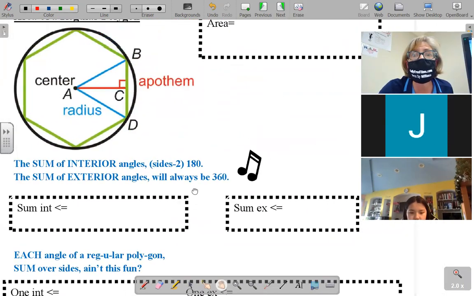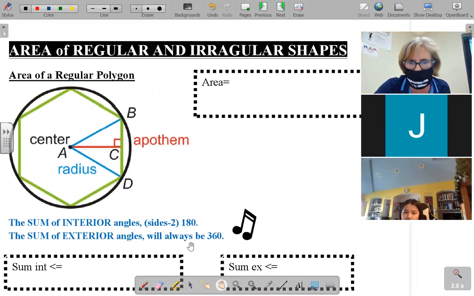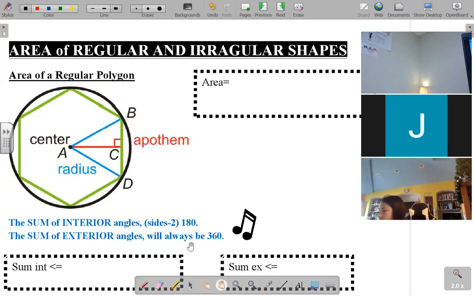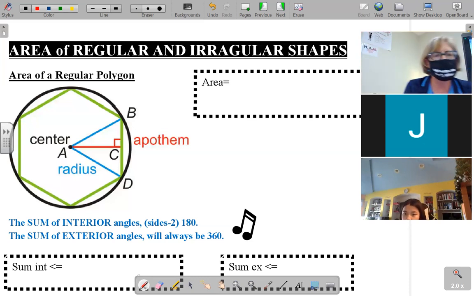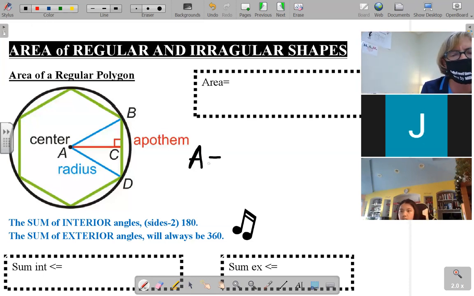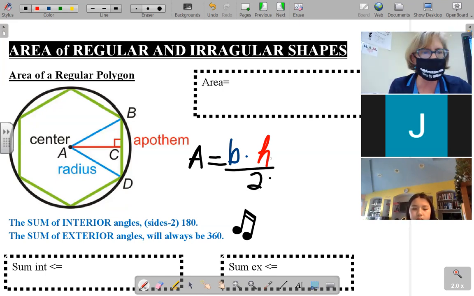I'd like you to write down how to find the area of a triangle anywhere in that empty space. Area of a triangle. All right, in class, what times what over two? Okay, so area of a triangle, area equals base times height, just put that right here, over two. Now there's a reason why we're working with triangles here.